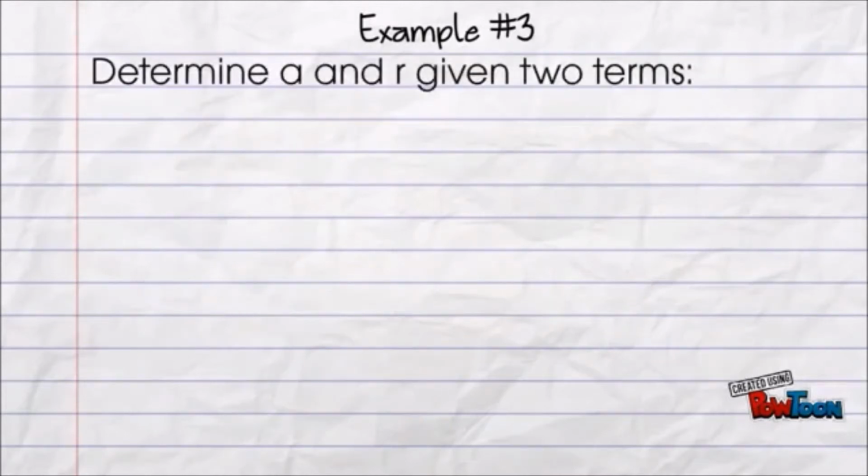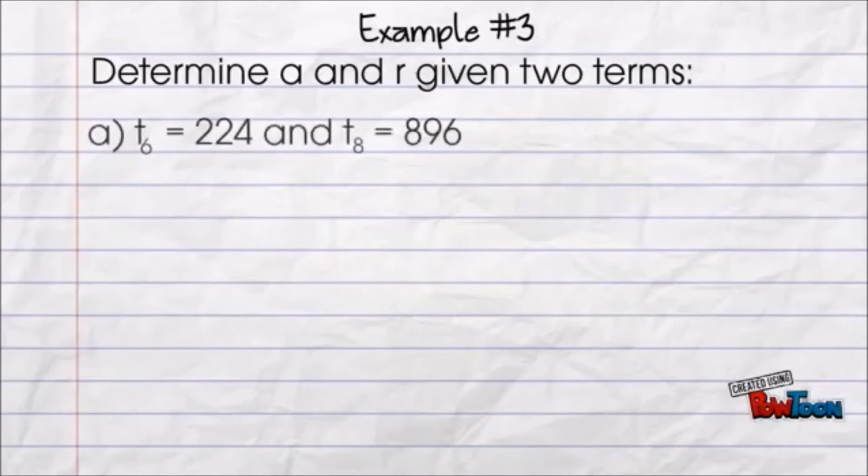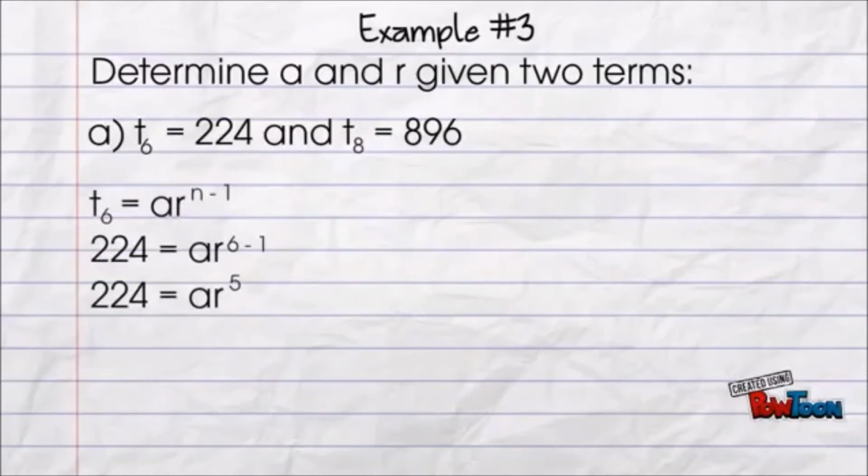Example number 3 asks us to find the first term and the common ratio given only two terms. Once again, this is similar to example number 5 in the arithmetic sequence section, except once again we're also using the geometric sequence formula instead of the arithmetic sequence formula. Like last time, we'll make two separate geometric sequence formulas by inputting T6 equals 224 into the geometric sequence formula and T8 equals 896 separately.